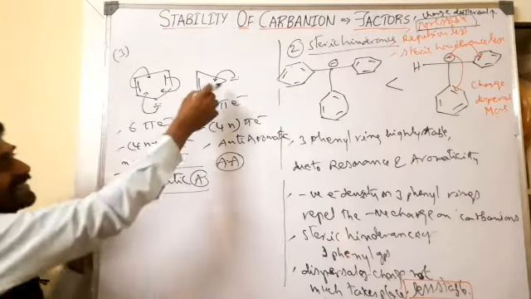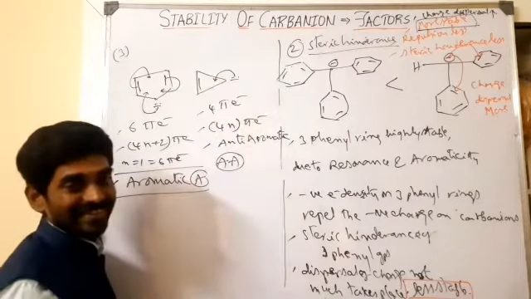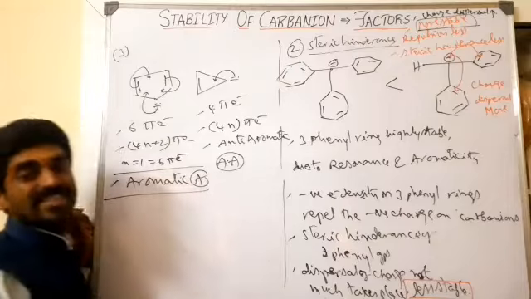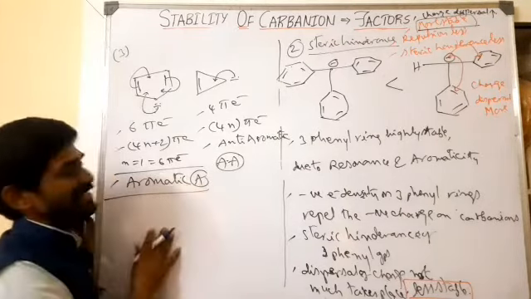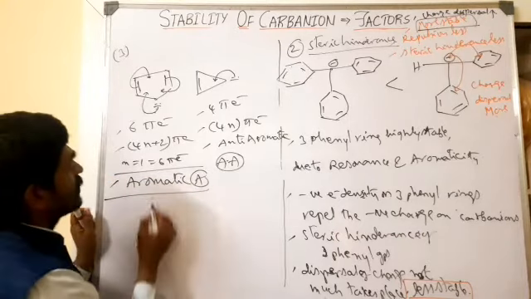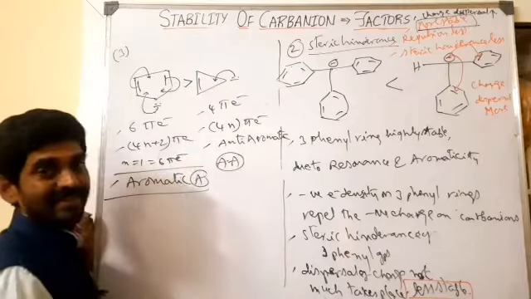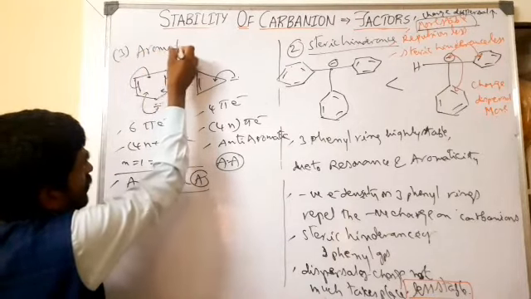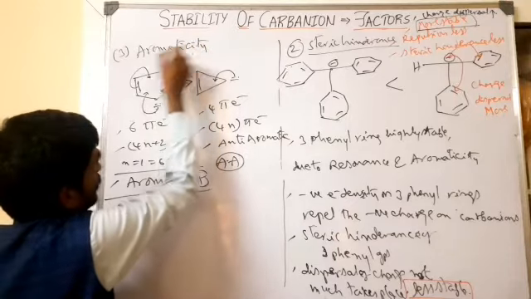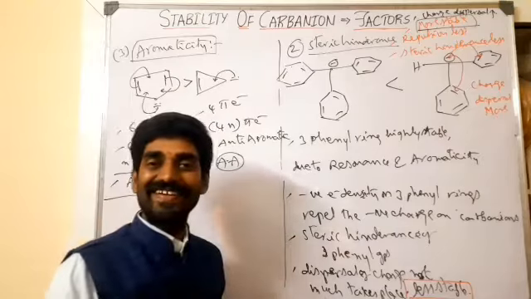So here the charge density does not decrease through delocalization. Generally dispersal of charge happens in aromatic compounds, you know. Resonance takes place. Because of aromaticity, this compound is more stable than this. Got it? What is the factor here? Aromaticity. Aromaticity is also responsible for the stability of a carbanion. Is it clear? Okay.